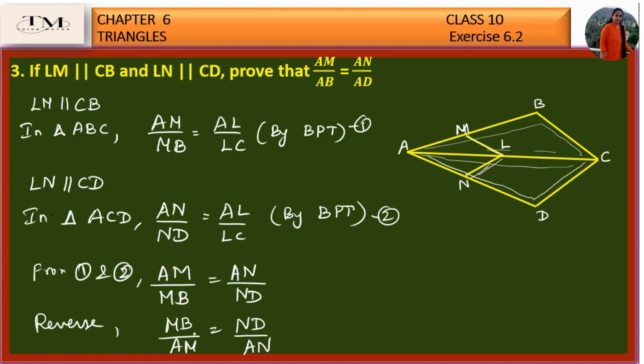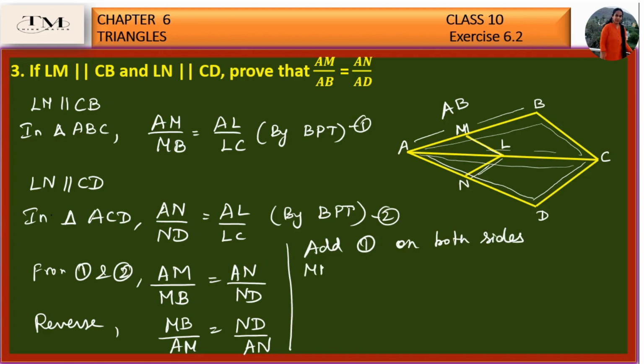Okay. So, now if you add 1, MB plus AM is nothing but AB. Okay. So, AB will be there and AM will also be there. So, next step is add 1 on both sides.